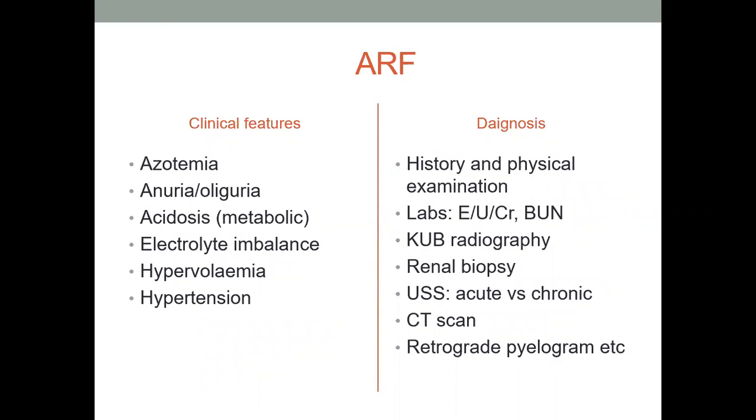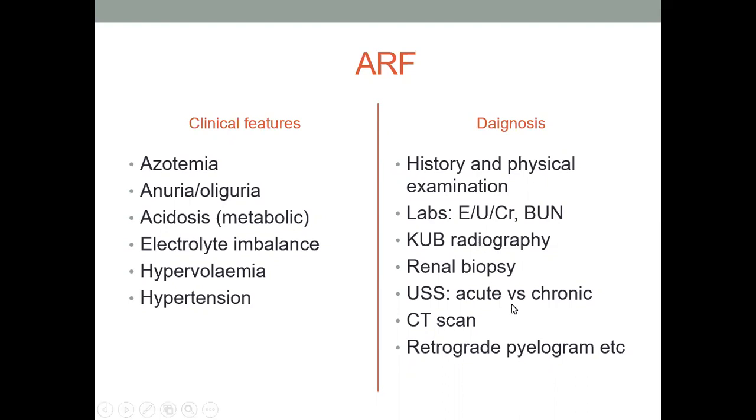So what are the clinical features of acute kidney injury or acute renal failure? We have azotemia, we have reduced urine production, it can lead to metabolic acidosis, electrolyte imbalance with hyperkalemia, hypermagnesemia, hyperphosphatemia leading the pack. You can have hypervolemia with fluid retention, and hypertension may also develop as a consequence.